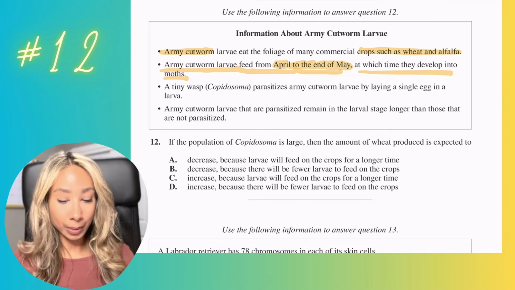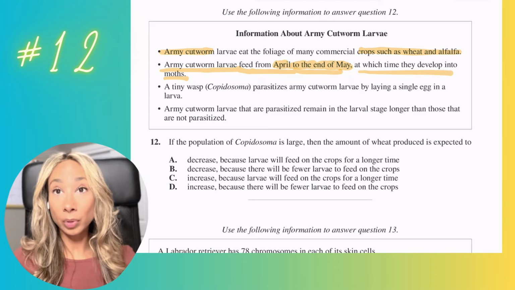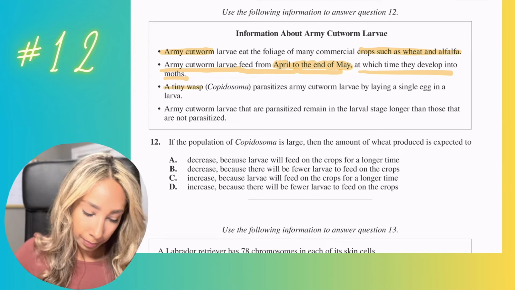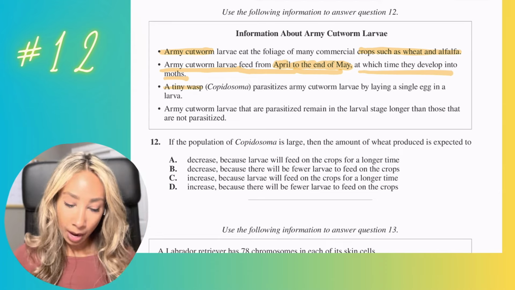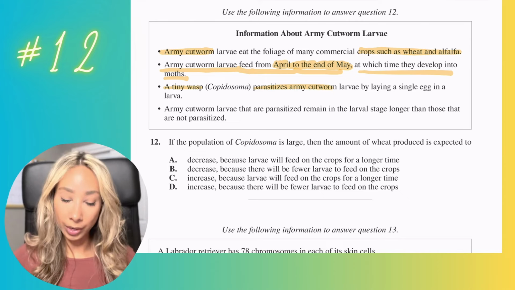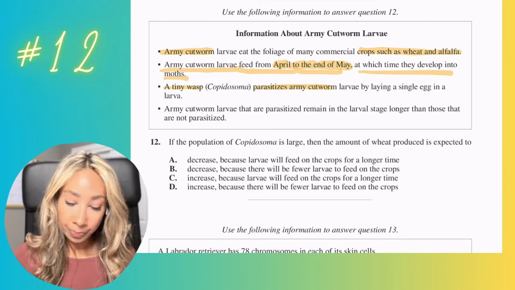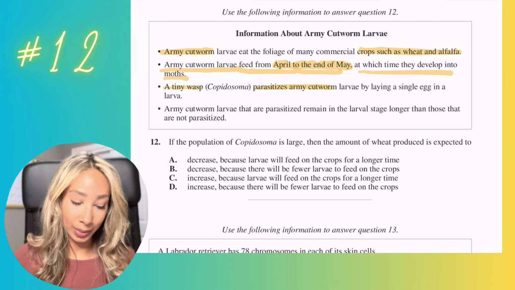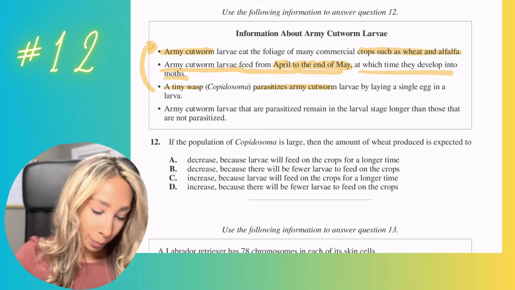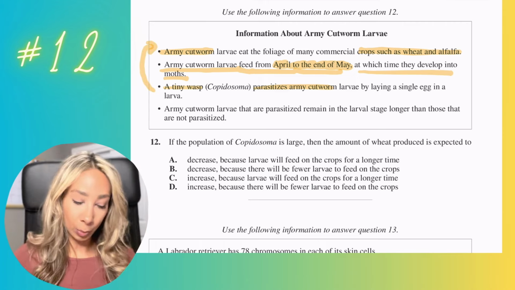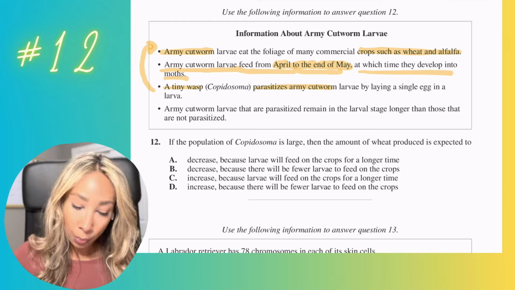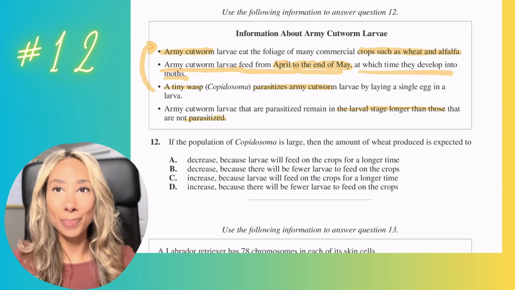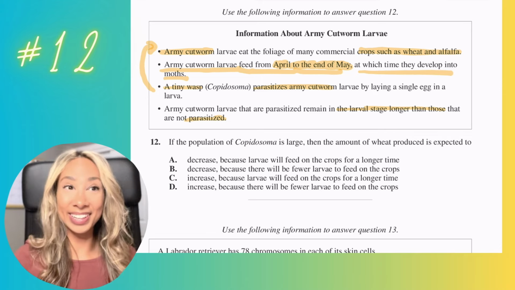And it also means that probably by the end of May, maybe June, you may develop a lot of moths in that area. Our third point says tiny wasps paralyze army cutworm. Oh, so that means that might be its predator. They paralyze the army cutworm larvae by laying a single egg in a larva. Okay, so that's important to recognize because it means these wasps probably do something to those cutworm. Let's look at our last point. Army cutworm larvae that are parasitized remain in the larval stage longer than those that are not parasitized. Okay, let's keep going.